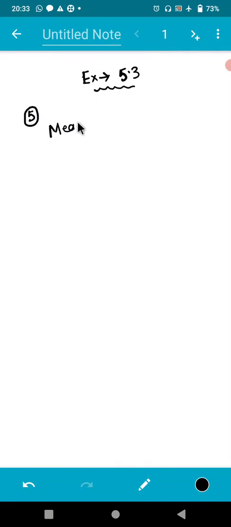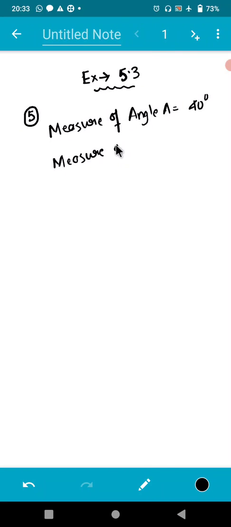So what is written? Measure of angle A. Now measure of angle A would be equivalent to 40 degrees. Please use protractor to get the answer. And what is the second option? Second question given. There's another figure given. Again you have to use protractor to measure the angle. So the right measure of angle B would be around 68 degrees.